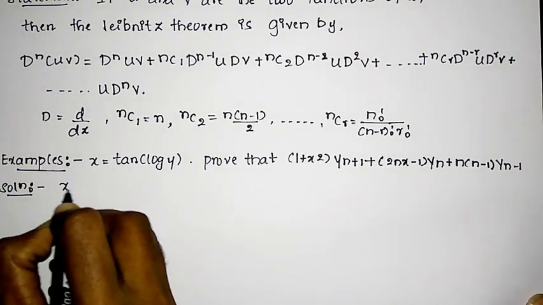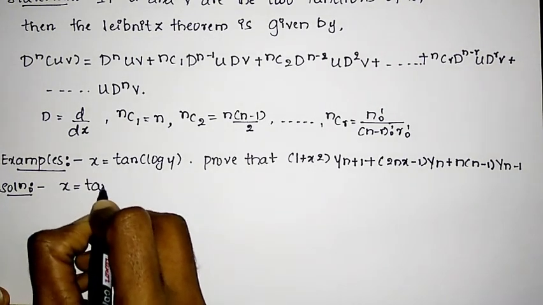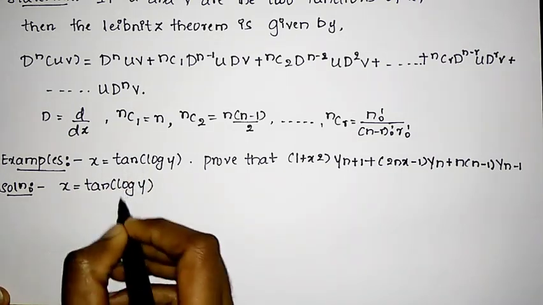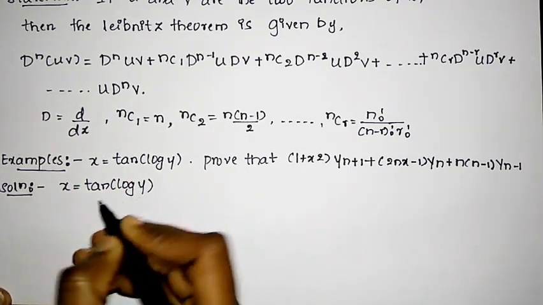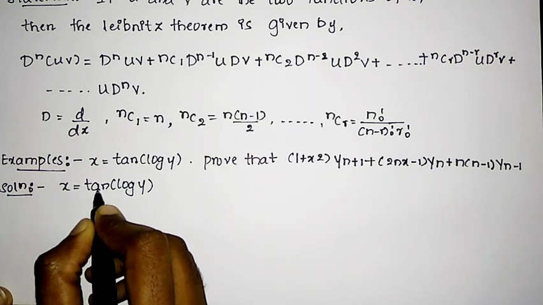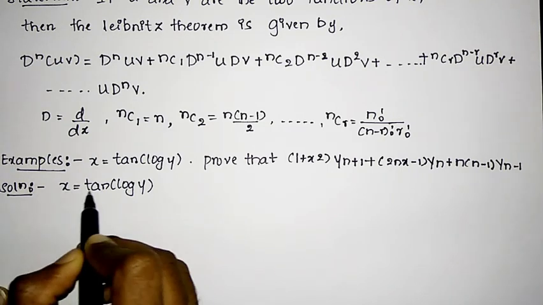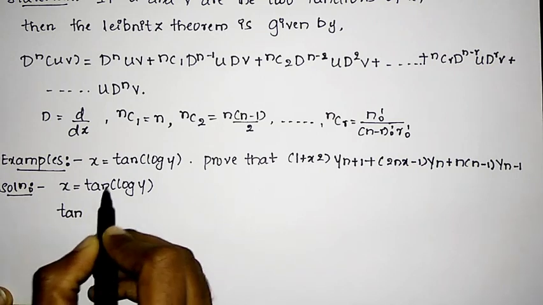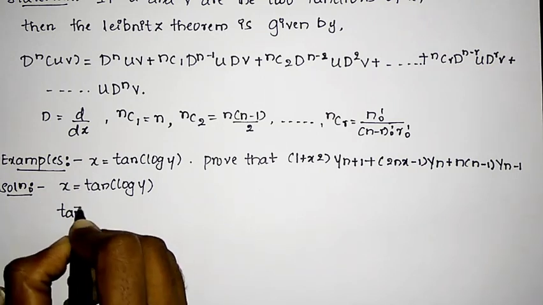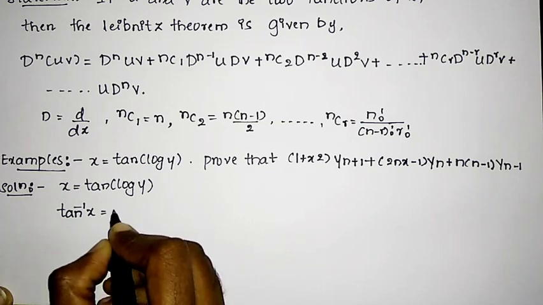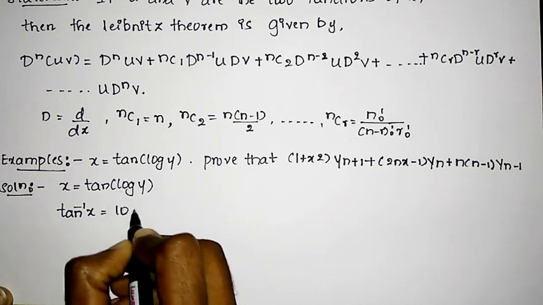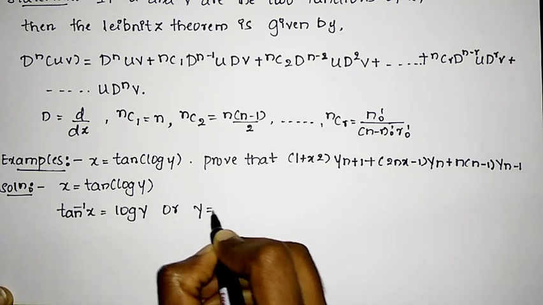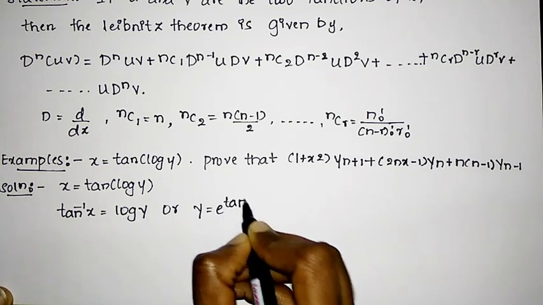First the given equation is of the form x is equal to tan log y. First we shall see how to reduce this. If you take tan inverse on the left hand side, then it will be tan inverse x is equal to log y, or you can write y is equal to e raised to tan inverse x.